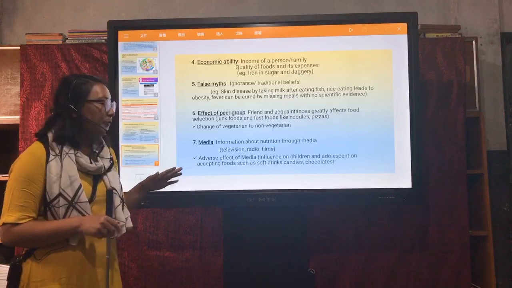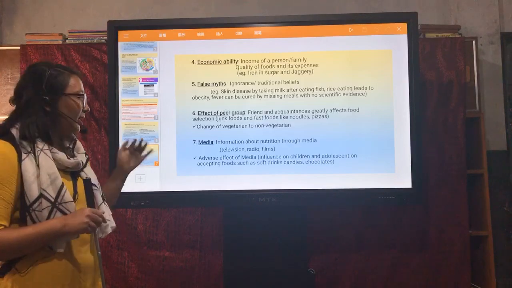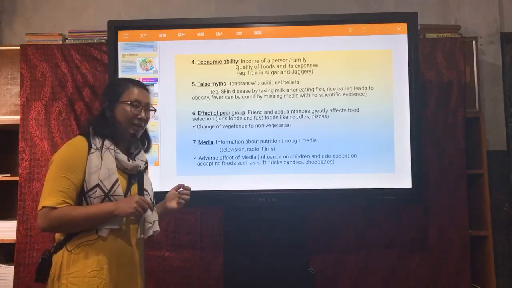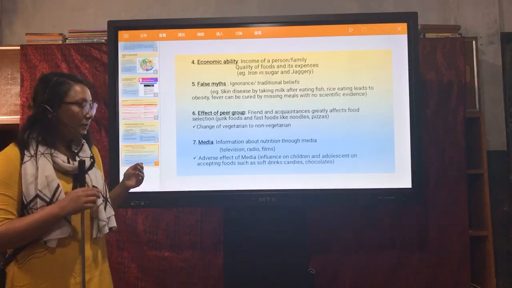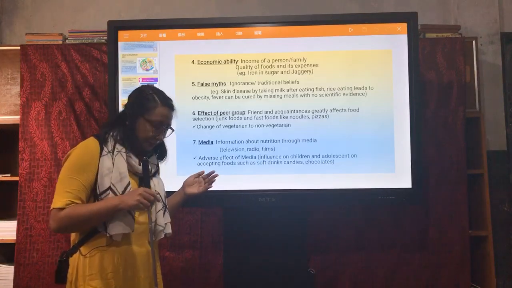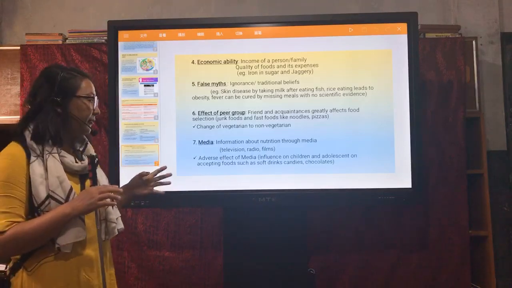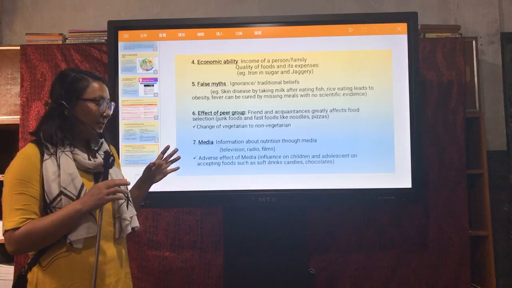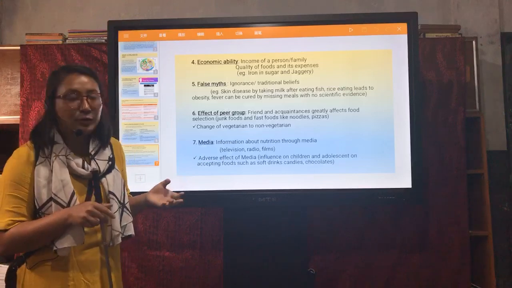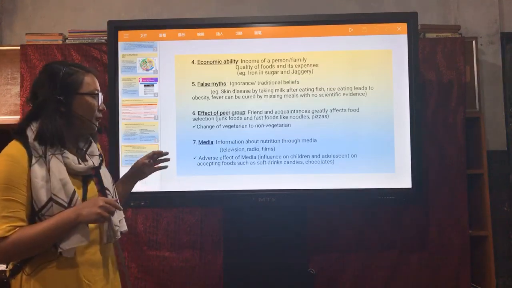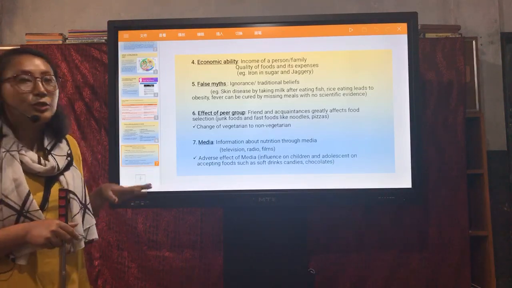One of the adverse effects of media is that it influences children and adolescents, especially children, because in televisions and even in advertisements, the advertisements about the food products they make are very attractive, which is very tempting. Suppose in a television advertisement, a product like pizza or noodles or burger is being advertised in a very attractive way, and looks very tasty and delicious in the pictures, then we want to have it in the coming weekend. So media also influences the selection of the food items. Especially children and adolescents can be influenced on accepting food items such as soft drinks, candies, chocolates.